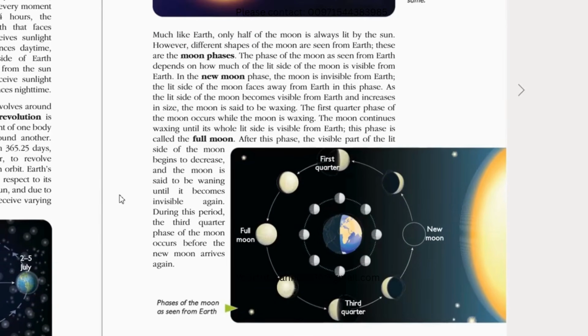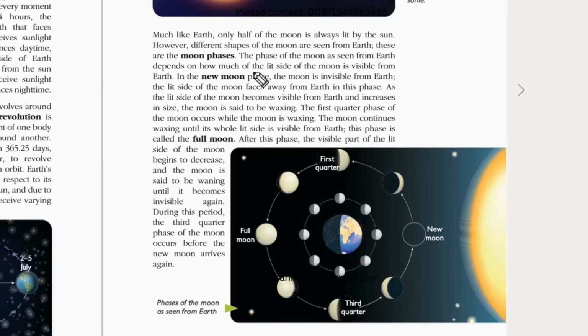Now the phases. We have studied these phases when you were younger as well, I think in grade 4 and grade 5, but this is a more detailed part of it. Much like the Earth, only half of the moon is always lit by the Sun. So remember, the moon is only reflecting the light. The light that we see from the moon is actually from the Sun. So sometimes only half of the moon. You can see this. Okay, there's a drawing down here. Let's just refer to it.